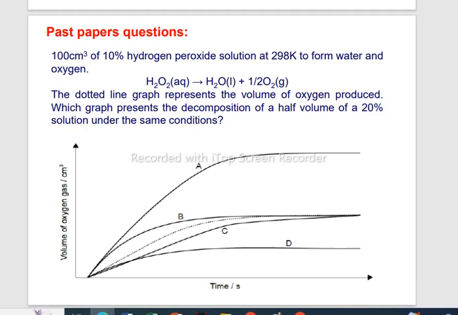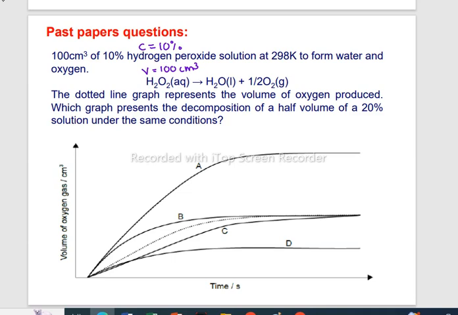Now, this is the last multiple choice question. We have 100 cubic centimeter of 10% hydrogen peroxide. So here the volume is 100 cubic centimeter, and you have its concentration as a percentage. This is percentage by mass, but we can take it as if it's a concentration if you want to make it simple for comparison later.